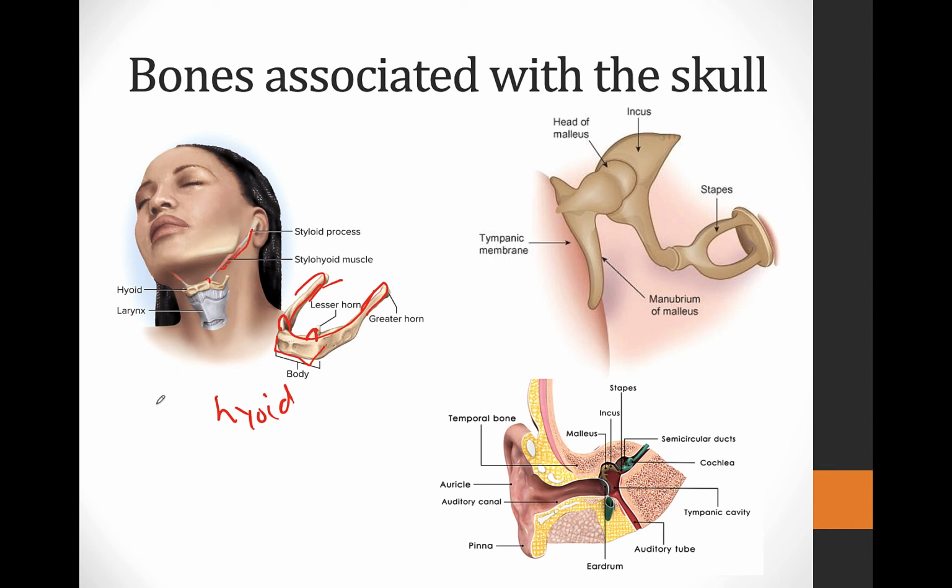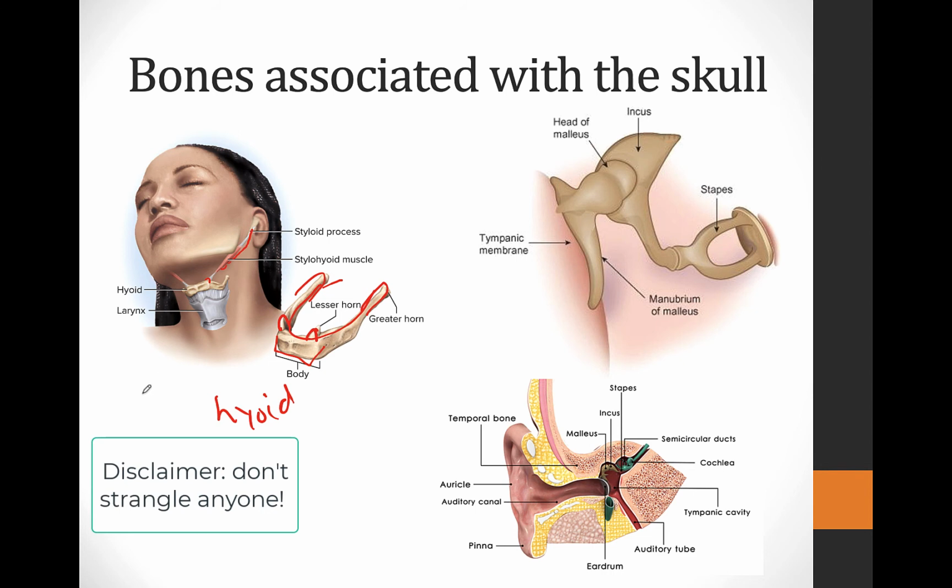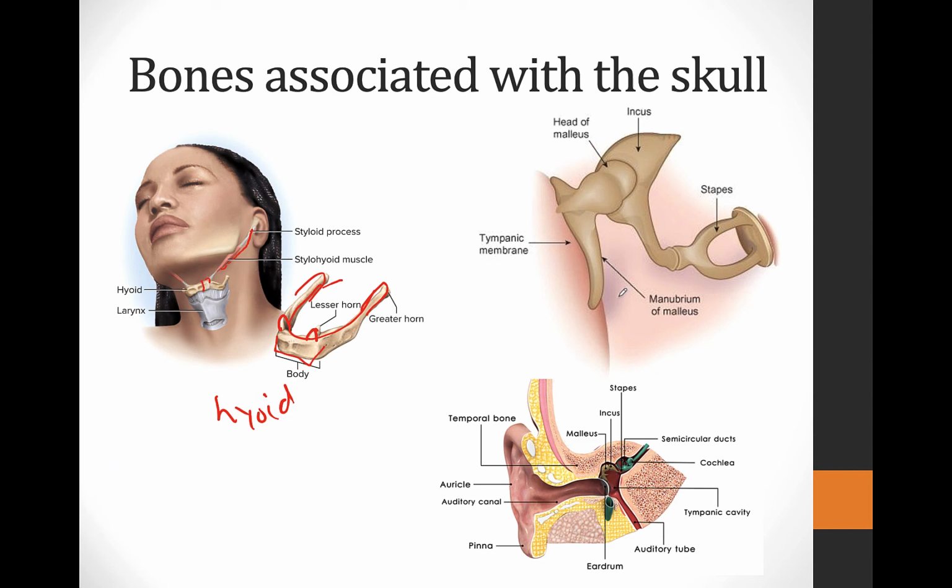If you watch crime shows where they say the hyoid bone was cracked, so they assume that it was strangulation. So sometimes if you strangle someone around the neck, it can crack the hyoid bone.